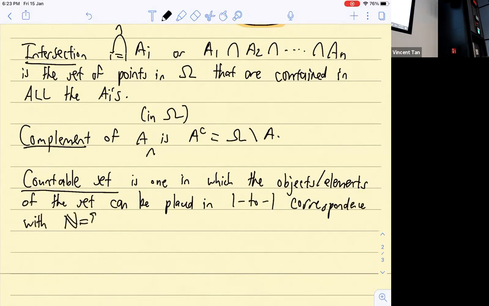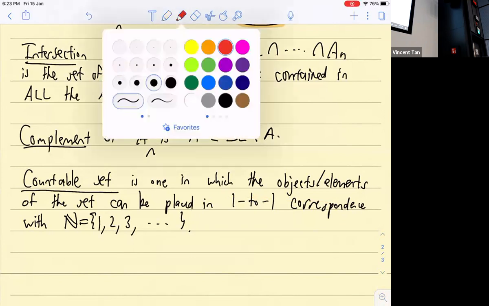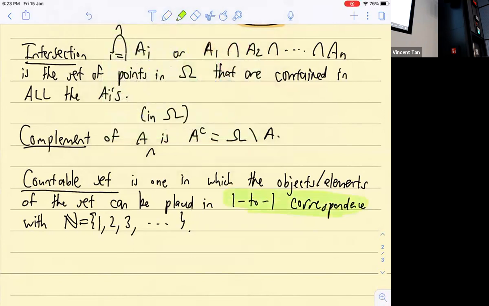Okay, so these are natural numbers. What does it mean to be placed in one-to-one correspondence? All right, one-to-one correspondence. So how do we tell that the number of students here is equal to the number of students here in the Zoom?